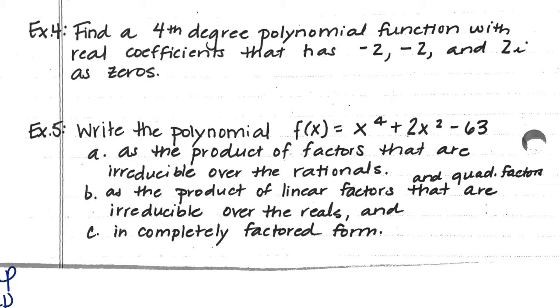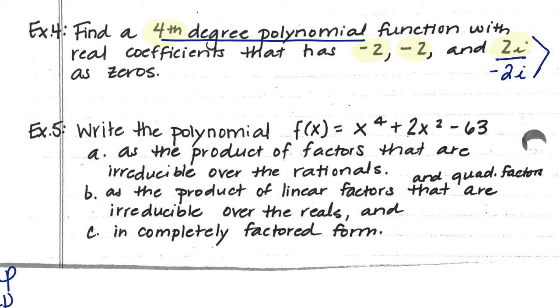All right, so in chapter 2, section 4, we had to find the zeros of the linear factors, but now they're telling us to go backwards. They're giving us the zeros, and they're telling us to find a fourth degree polynomial. Well, I only have 3 zeros, but because of the complex conjugate theorem, I know that if I have a positive 2i, I also need a negative 2i. So we're actually just looking for a fourth degree polynomial function with real coefficients with zeros -2, -2, and 2i.